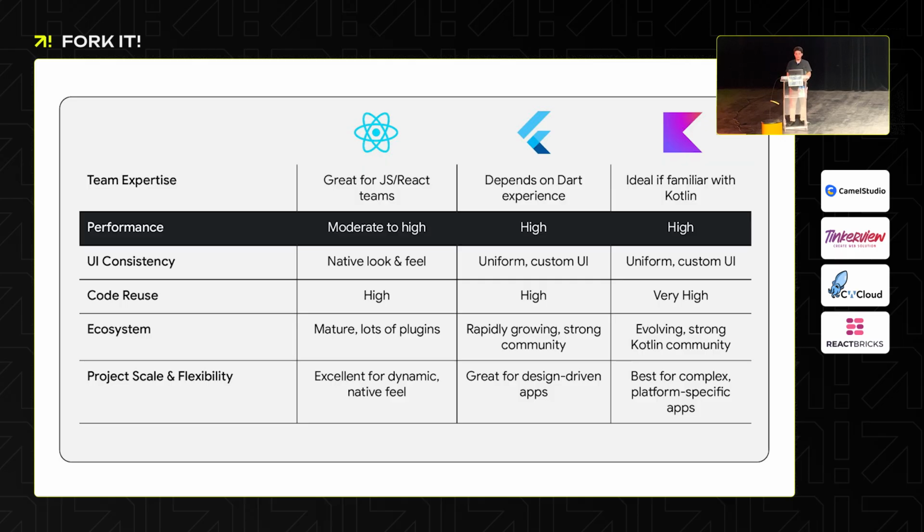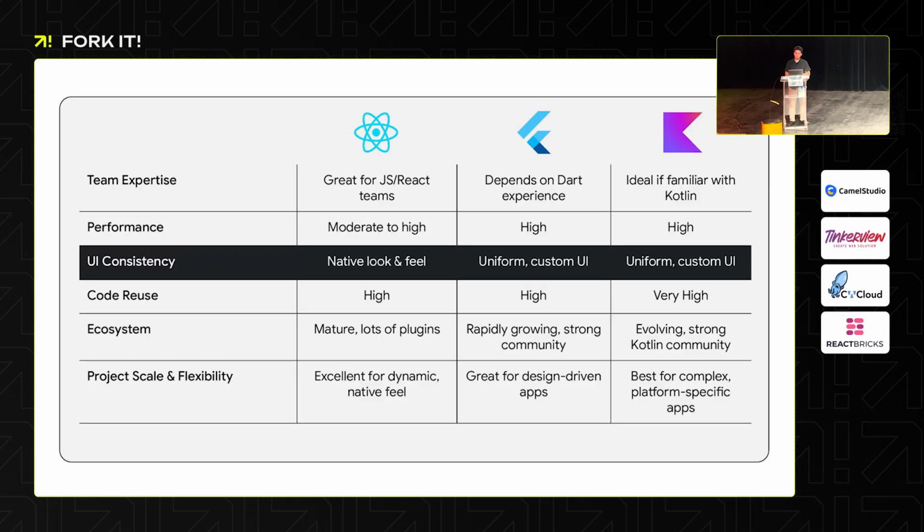Okay, and here we are going to talk about performance. For React Native, it is moderate to high. It depends on the case and usage. But Flutter and Kotlin have better performance. For UI consistency, as we said, for React Native, you have a native look and feel. For Kotlin and Flutter, you have a uniform custom UI, the same UI for all platforms.